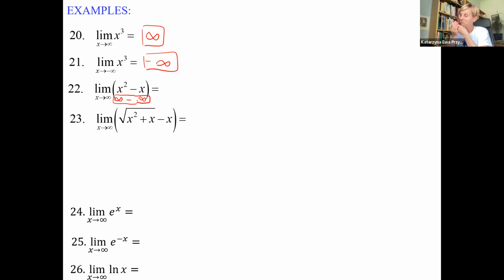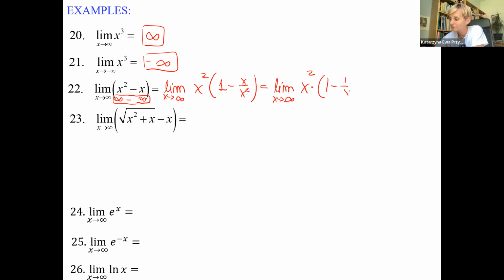Okay, let's use some algebra steps. I will factor out the leading term because we know that trick. We have to be more clear. If I factor out x squared, then I will have 1 minus x over x squared, because then, simplifying, we get the same. The limit as x goes to infinity is x squared times 1 minus 1 over x.